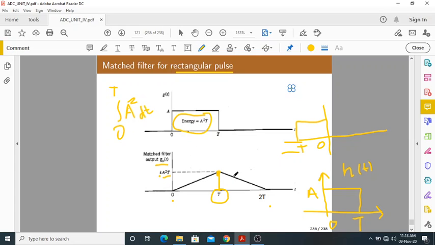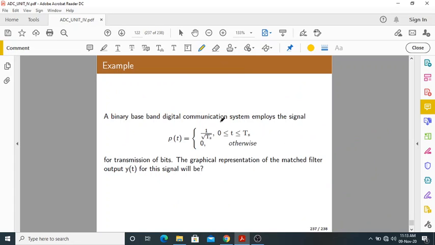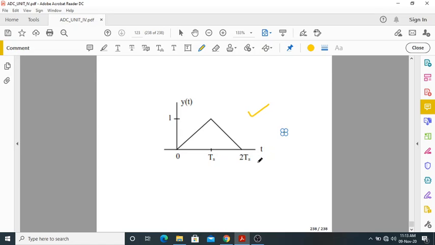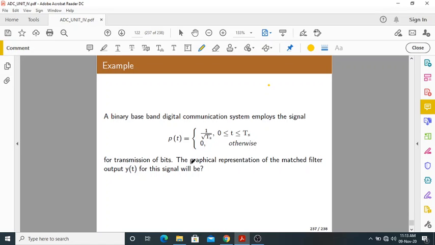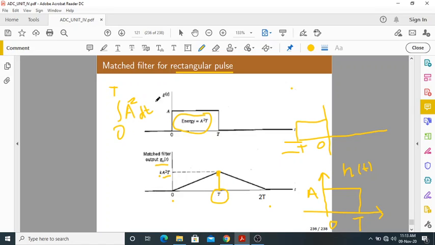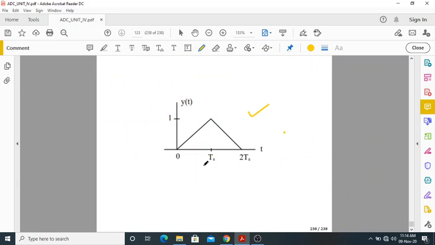Anyway, that is about the matched filter, and this is one example. You try to find out the answer. There is homework for you, and this is the answer. So here this is the logic. For the matched filter, if the input is a rectangular pulse, the impulse response of that filter is also the same rectangle. Now the output is a triangle, which has a maximum value at t equal to capital T, that is A square T, but that is equal to the energy of the signal. That is the logic. So try to find out the answer for this question.